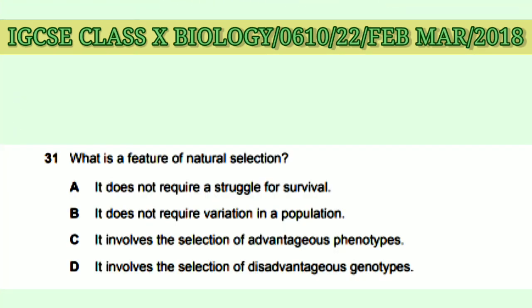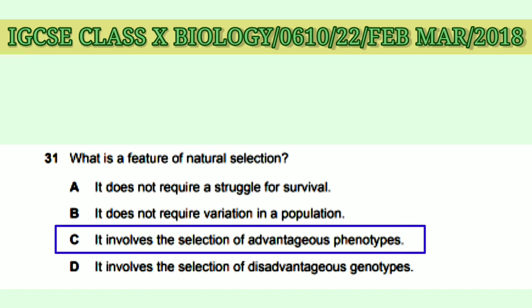Question 31. What is a feature of natural selection? According to natural selection, some organisms are better suited to their environment than others. They are likely to survive and breed than some of their competitors, and these characters they possess will become more common in the species over successive generations. So here correct answer is option C. It involves selection of advantageous phenotypes. Those individuals which are better suited to environment.